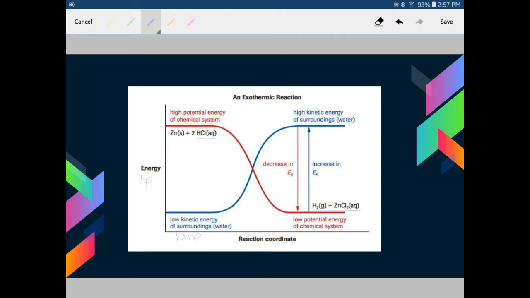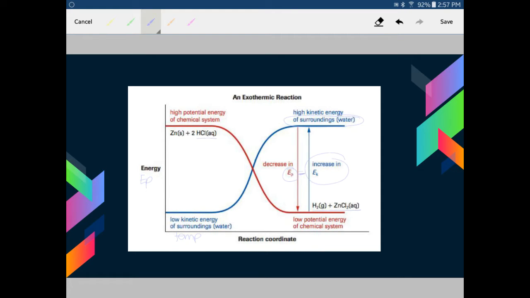And as the energy is being released from this chemical system, we see high potential energy. Now those bonds are broken and this energy is released, and there's a decrease in our potential energy. We see an increase in our kinetic energy. We see an increase in heat and an increase in kinetic energy, and all of a sudden we have high kinetic energy of our surroundings. So we decrease our EP but increase our EK, and this is that conservation of energy.